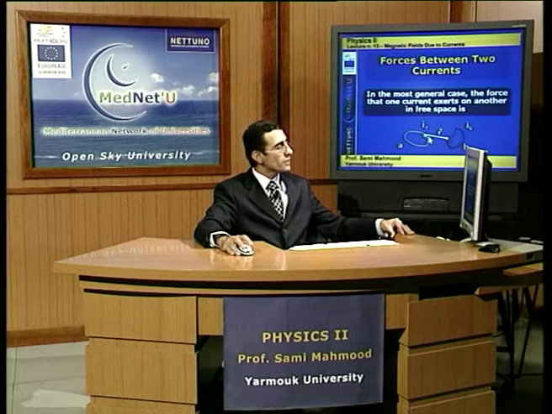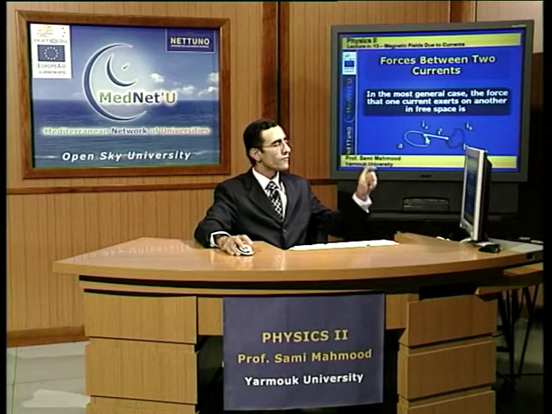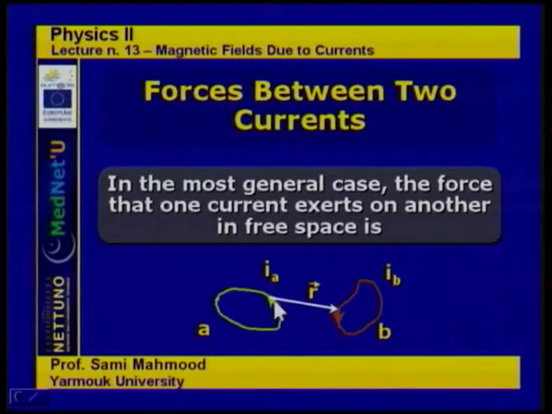So in order to do that, we consider, for example, an element of current of loop A, dLA, carrying current IA, and we consider an element of current of loop B, dLB, both with magnitude and direction, carrying current IB, and we consider the force of interaction between this current element dLA and the current element dLB.